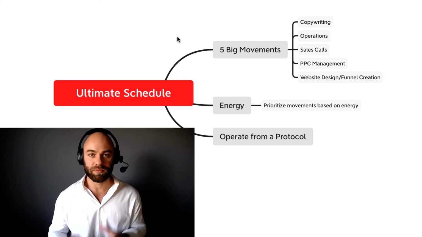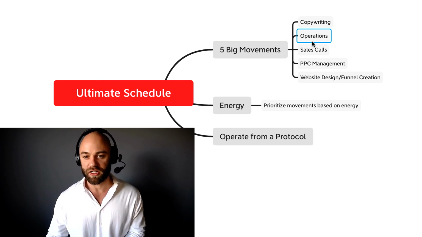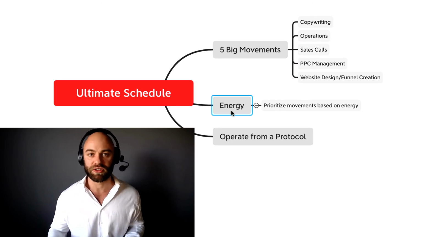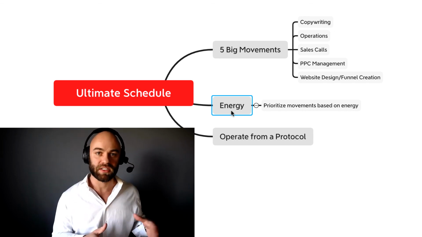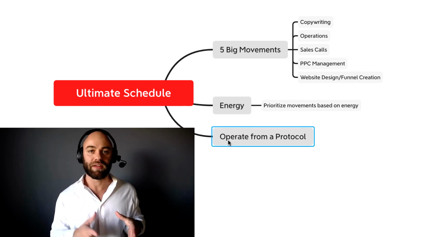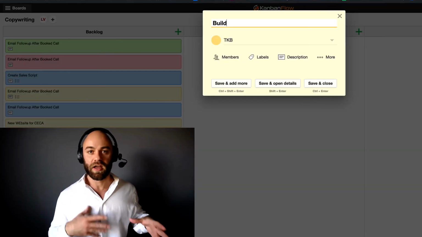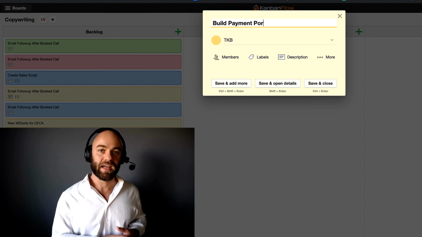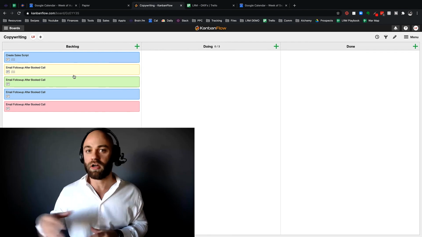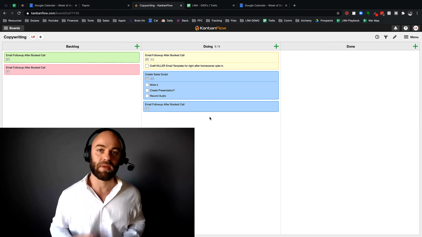So to sum up the ultimate scheduling system, 1, you want to categorize all of your movements into 5 big movements that you can create calendar blocks for to optimize your schedule. 2, you want to optimize your schedule around your energy levels. Prioritize the big events first thing in the week and first thing at the beginning of your days. And the third step is to operate from a protocol always. When you have a new task come up, you put it into the Kanban folder that is appropriate to the Big 5 movement, and that's where it goes. When you enter the block in your calendar, you open up the Kanban flow chart for that specific movement, and you execute from the list, never putting more than 3 things at a time into the doing column.